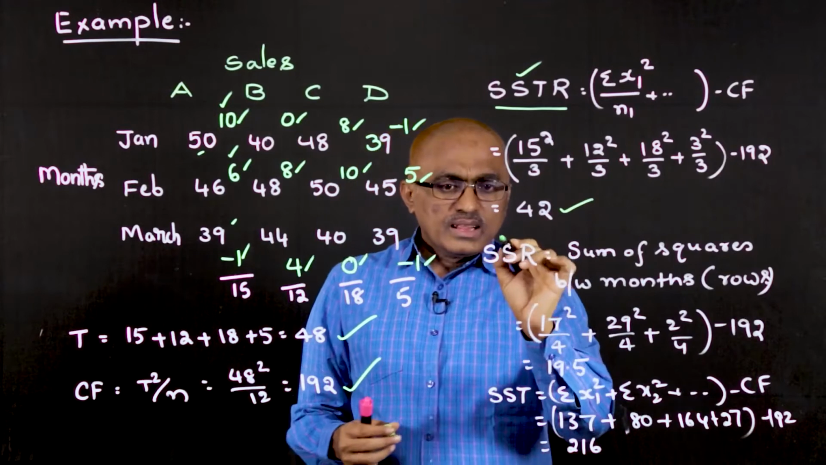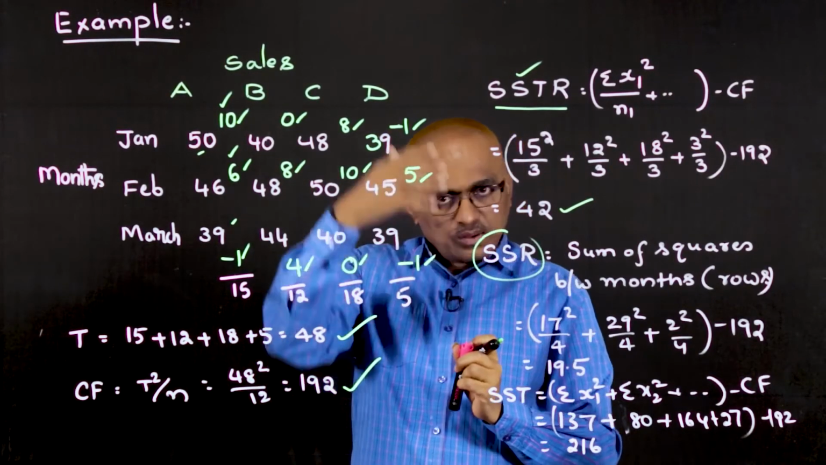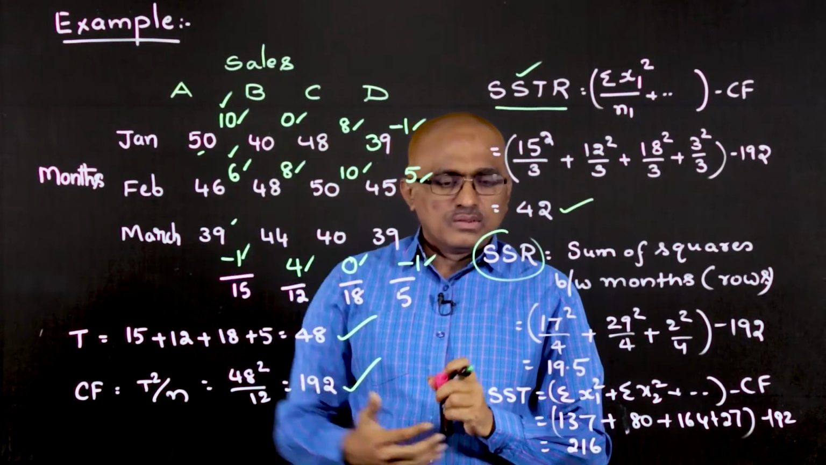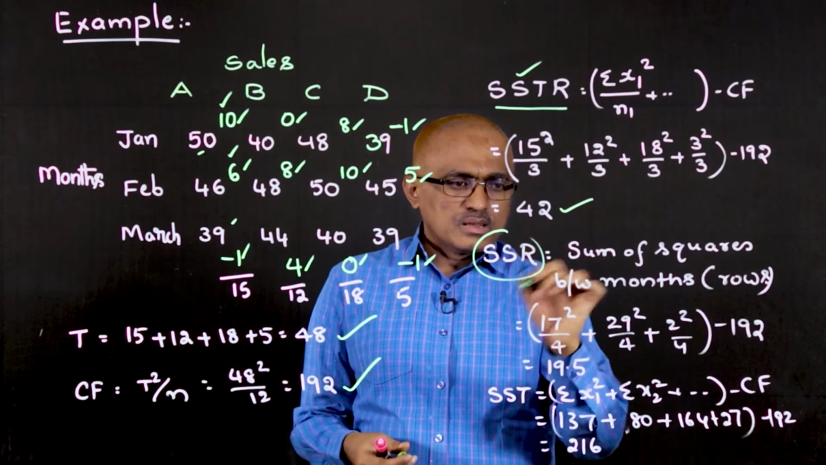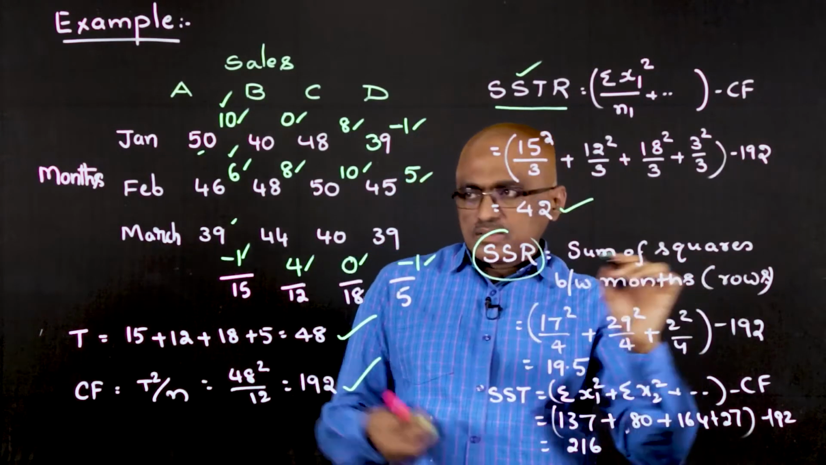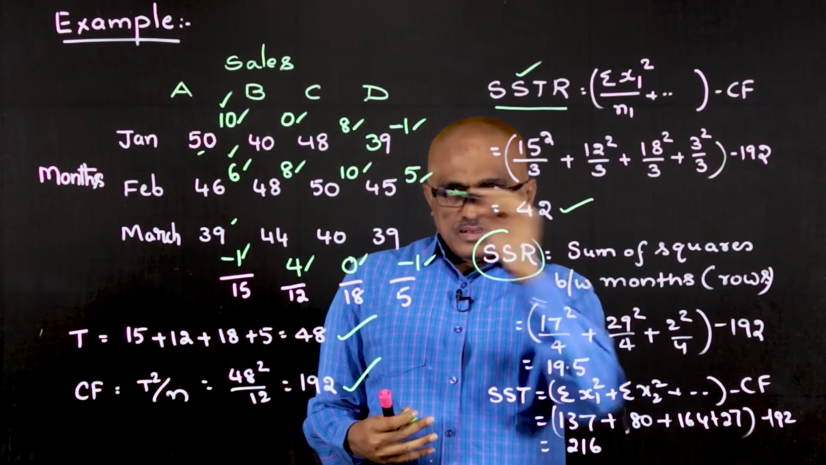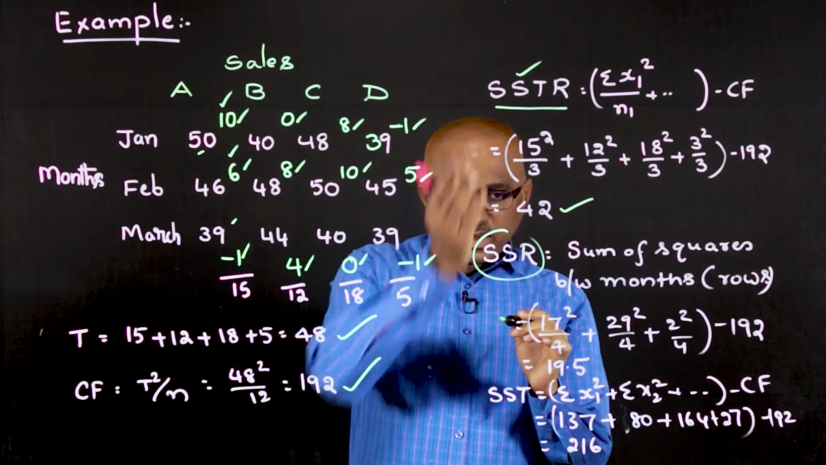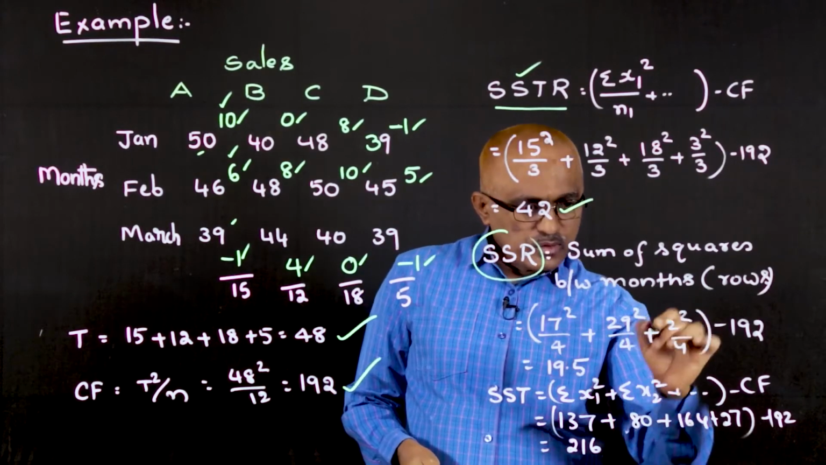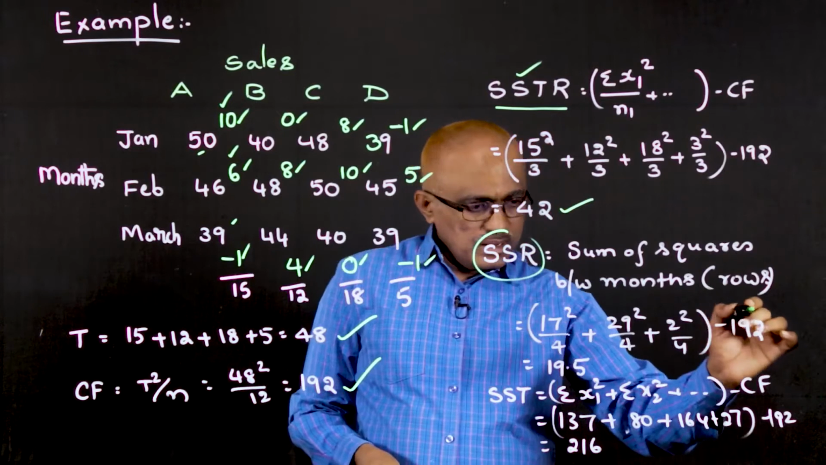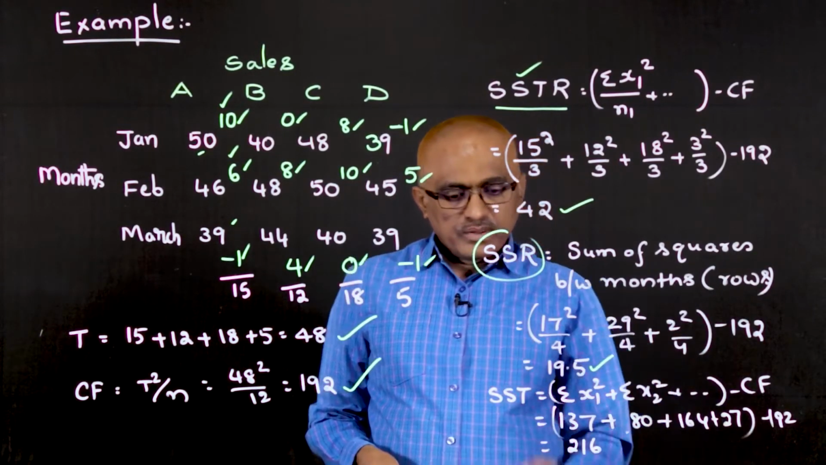That is 42. Next, whatever we have done so far is with respect to columns, like what we did in single-way ANOVA. Now we do it with respect to the rows, that is SSR, the sum of squares between the months, here rows. So it is 17 square by 4, 29 square by 4, 2 square by 4, and so on, minus the correction factor. So we get SSR, that is 19.5.